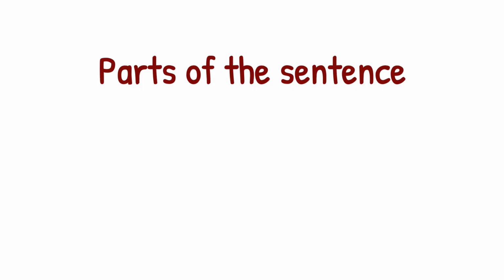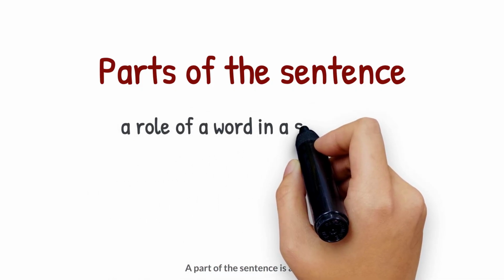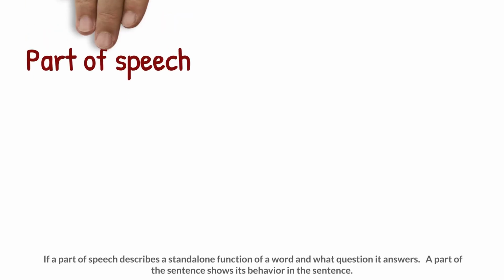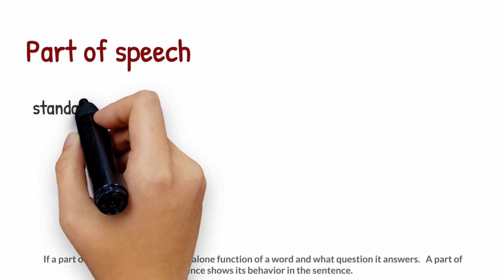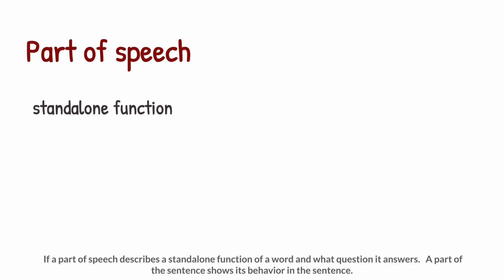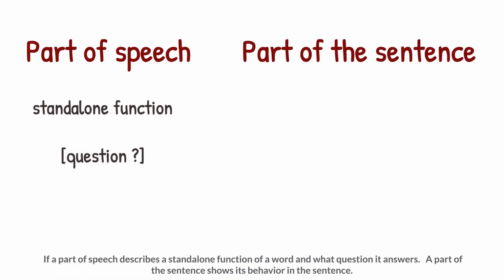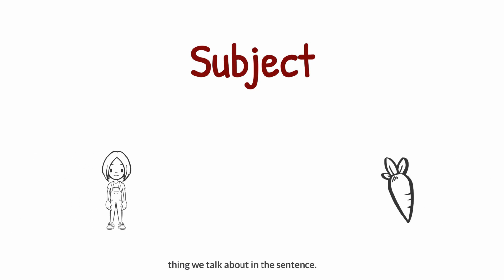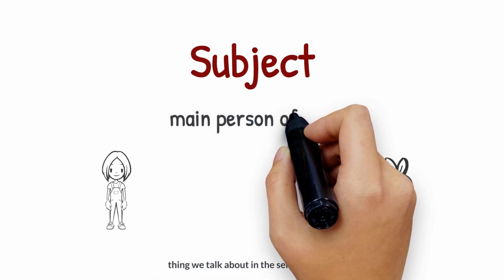Okay, now let's talk about parts of the sentence. A part of the sentence is a role that words play in the sentence. If a part of speech describes a standalone function of a word and what question it answers, a part of the sentence shows its behavior in the sentence. The most important part of the sentence is the subject. A subject is the main person or thing we talk about in the sentence.